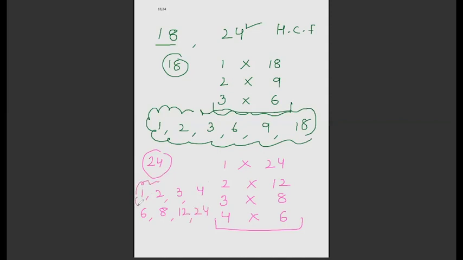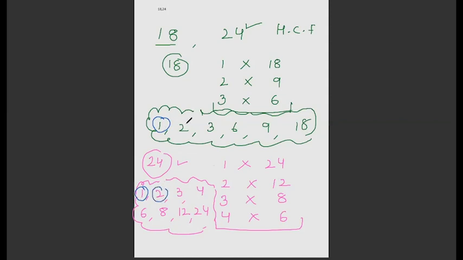These all are the factors of 24. Now the next step is we will find the common factors. So let's see. 1 is the common factor. Yes, 1 is present in both cases.